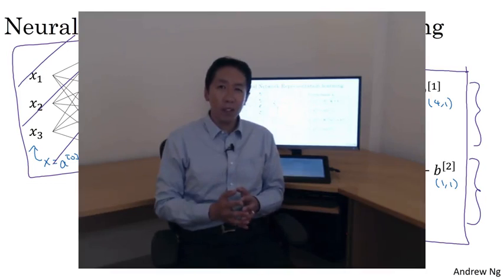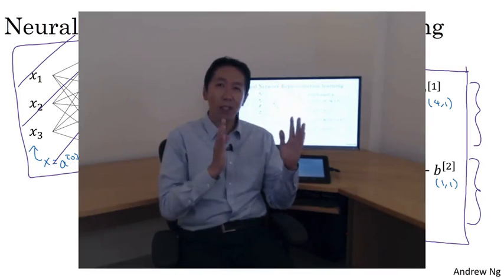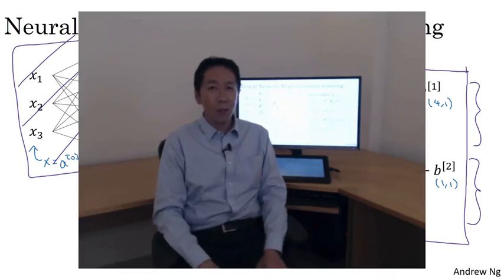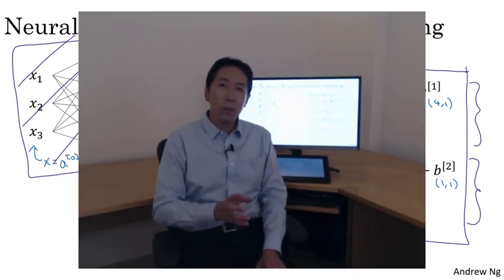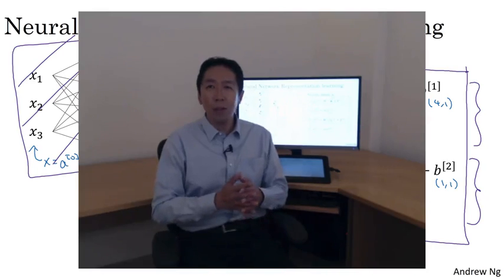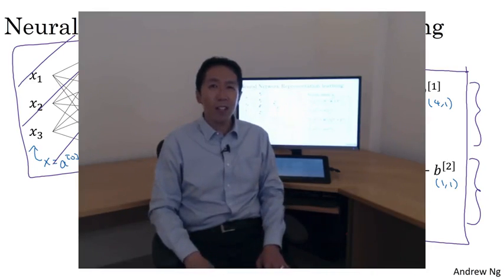Similar to what we did for logistic regression, we'll also want to vectorize across multiple training examples. And we'll see that by stacking up training examples in different columns in the matrix, with just a slight modification to this, you'll be able to compute the output of this neural network not just on one example at a time, but on your entire training set at a time. So let's see the details of that in the next video.